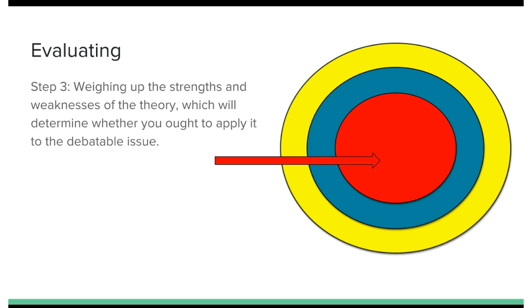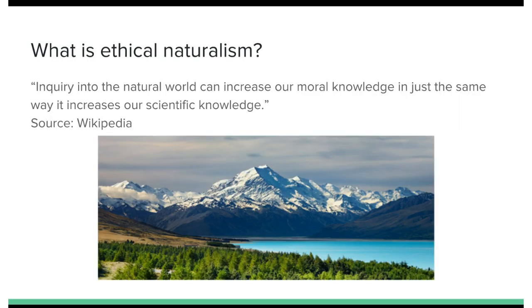And then finally, you need to evaluate the theory to figure out whether it is a decent theory to apply to your moral debate. And you might consider if others might use this particular theory and how you might be able to critique them through looking at the strengths and weaknesses of this particular theory and how it applies to a situation. So first of all, what is ethical naturalism?